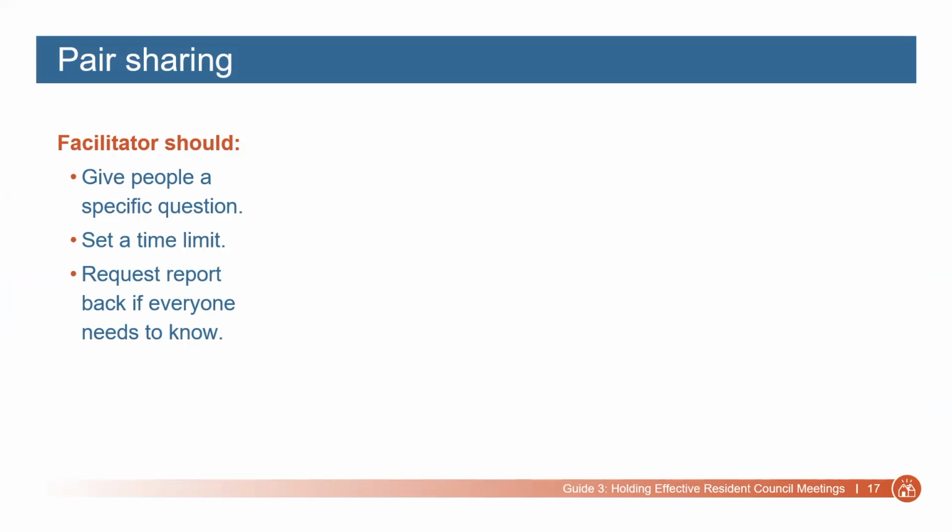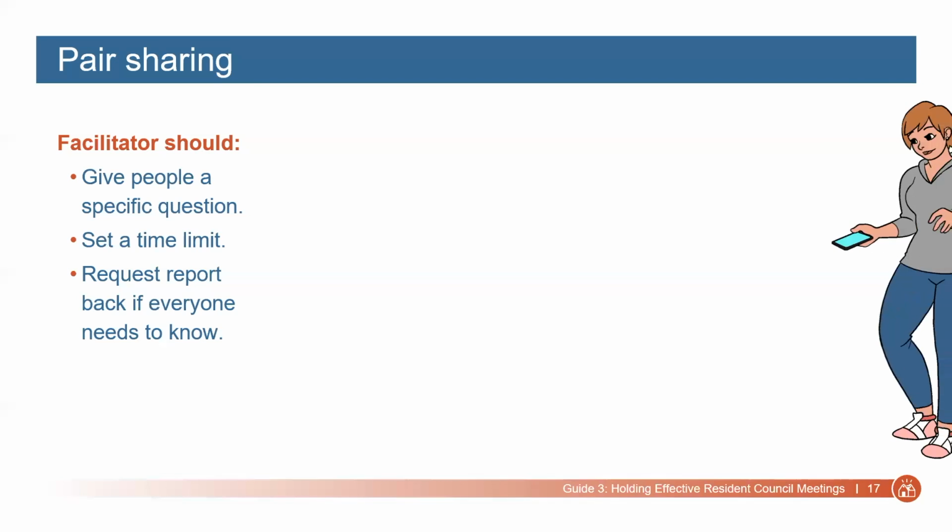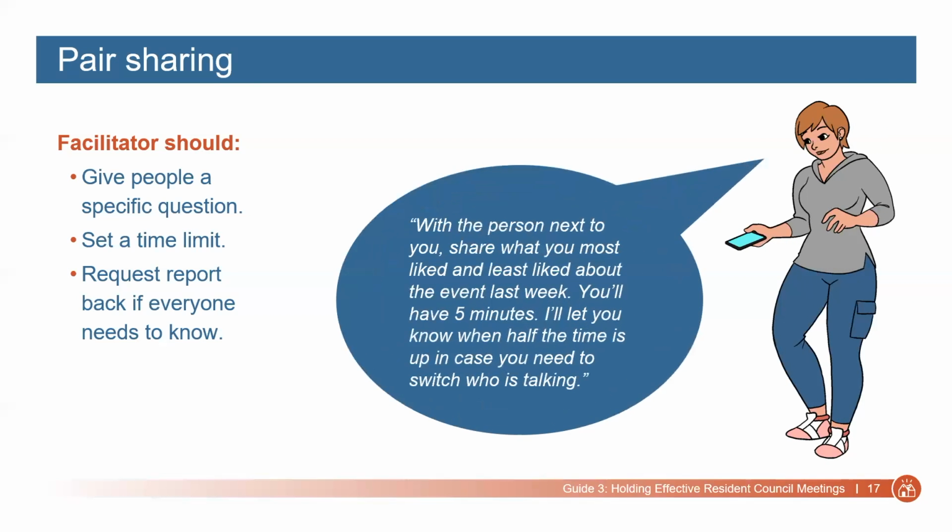So the directions could sound like, "Talk to the person next to you about one thing the resident council is doing that you want to get involved with." For a more structured pair share, you might say, "With the person next to you, share what you most liked and least liked about the event last week. You'll have 5 minutes. I'll let you know when half the time is up in case you need to switch who is talking. Afterward, we'll ask each pair to share one positive and one thing that could be better."